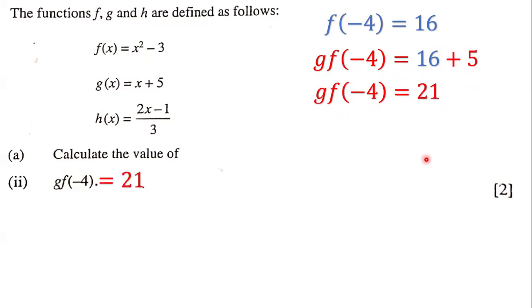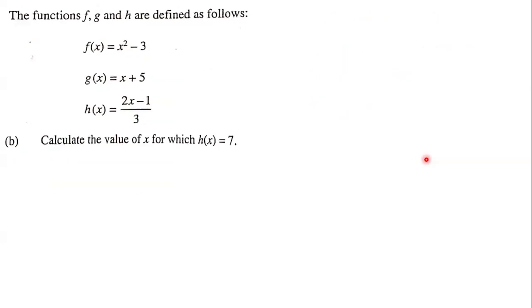Next, what we have to do is calculate the value of x for which h of x is equal to 7. Now what is h of x? h of x is equal to 7. But what is the function h of x equal to? Well, h of x is equal to (2x minus 1) all over 3. And we set that equal to 7.